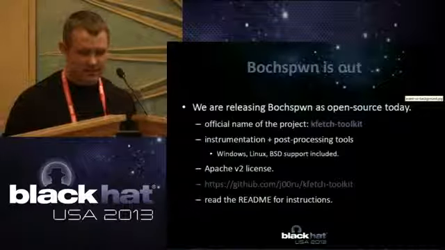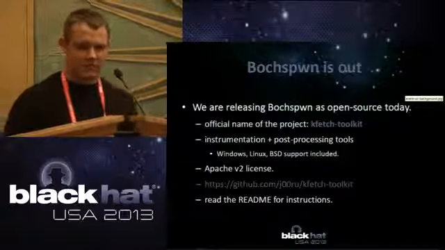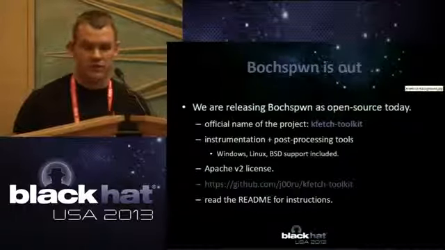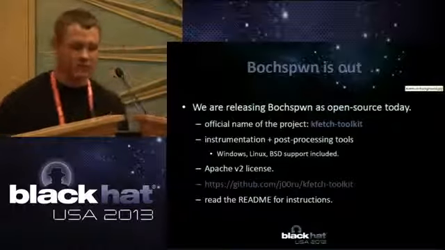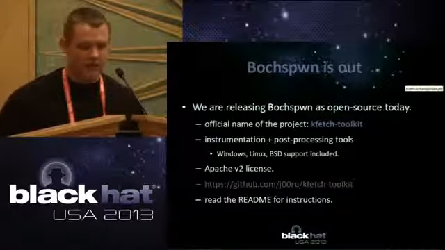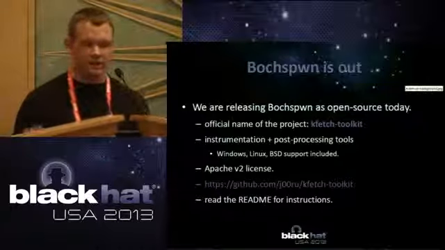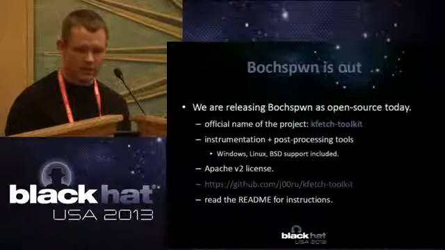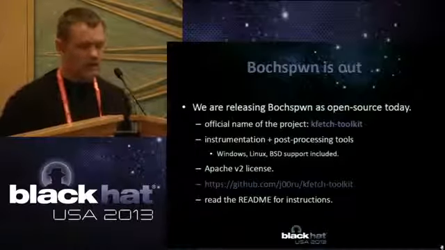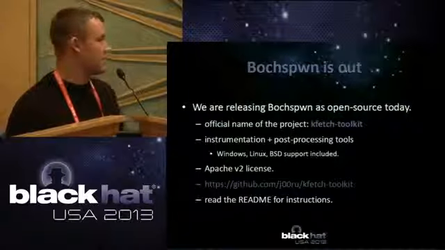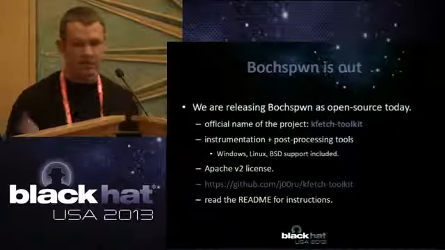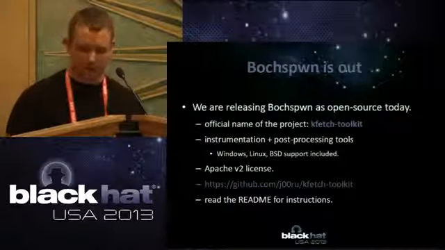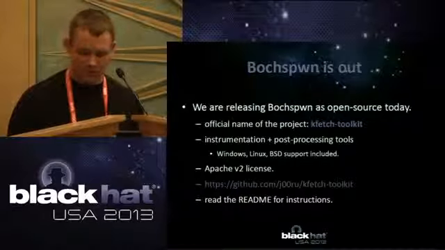Anyway, the conclusions are, first of all, the most important part I think is that we are releasing Bochspwn as open source today. The name of the open source project is KFetch Toolkit, and we are releasing the instrumentation part and the post-processing part, so basically everything that we used to discover all of those vulnerabilities that I talked about today. This is on Apache v2 license. You have the link here, so you can check out the project on GitHub and refer to the README for instructions on how to compile and use it. There's a 22-page document on how to use it.